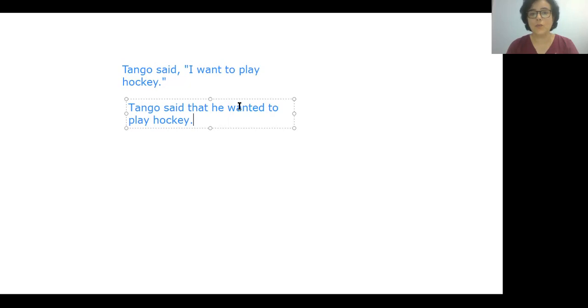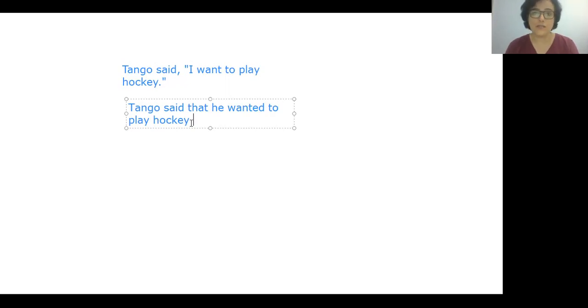So Tango said that he, and another very important change here, want becomes wanted. So always remember that present tense changes to past tense. Because when you are telling someone what someone has said, you are telling someone what that person has said some time ago, maybe a few seconds ago, a few minutes ago, a few hours ago, a few days ago, but it is some time ago. And because of that, you have to use past tense. So I'm using the past tense here, and want becomes wanted. To play hockey stays the same.